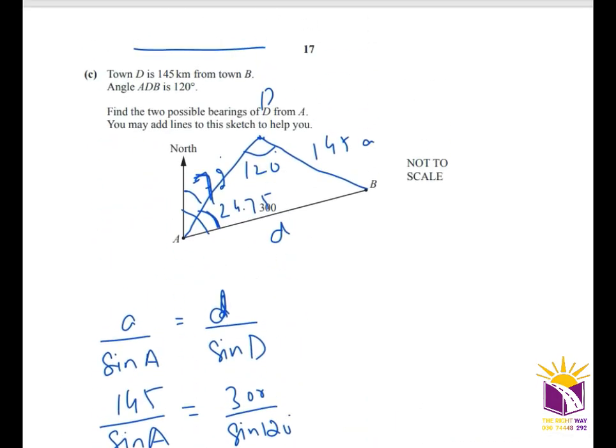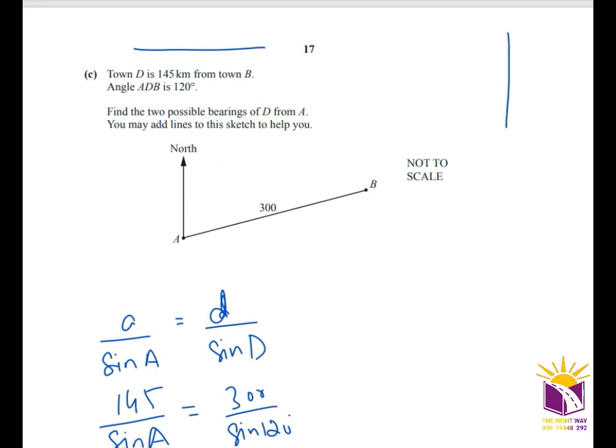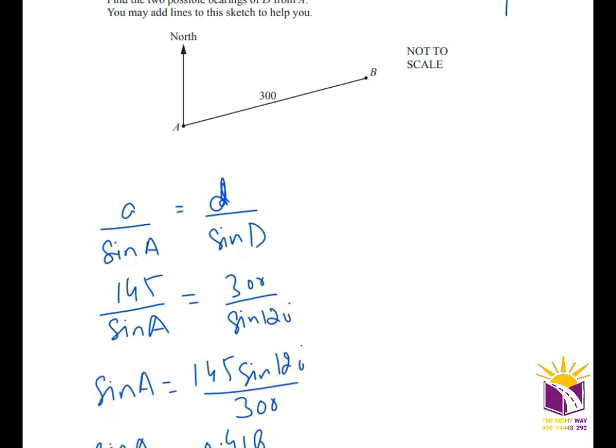If D is on the other side, I am removing the previous diagram. If D is on the other side, then it will be like this: D is somewhere over here. B to D is 145 and this angle is 120 degrees. Now this is your bearing of D from A, and this one is equal to 72.